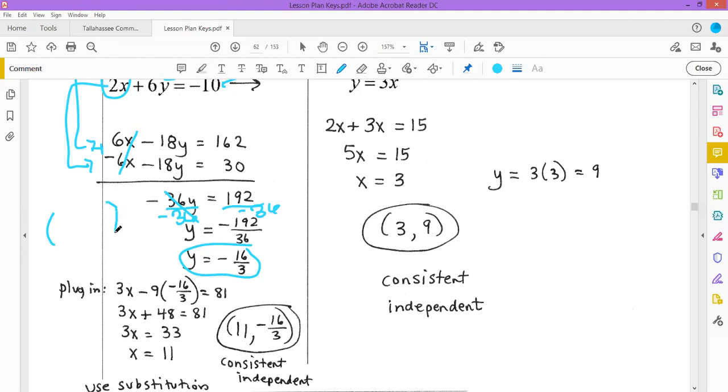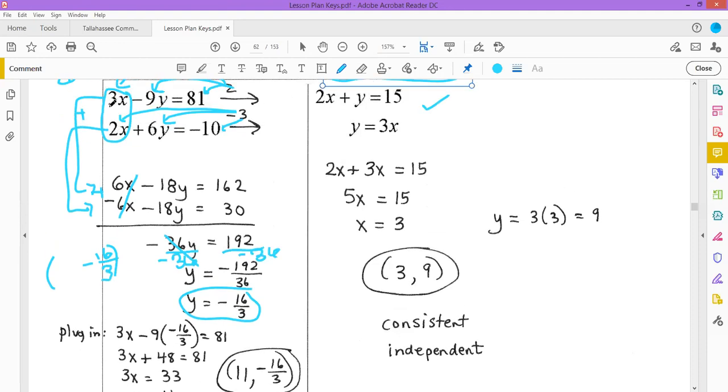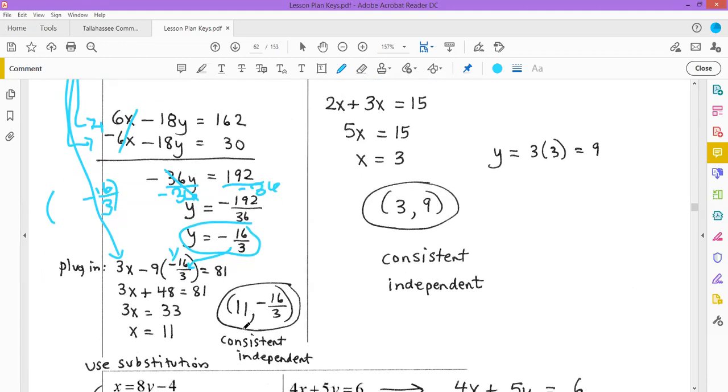Remember, we aren't done. That's just one part of our solution. That's the y coordinate. We've got to get the x coordinate by substituting. So you pick one of the equations. We just picked the first equation that we started with, 3x minus 9y equals 81. And for y, we substituted -16/3. So we have 3x minus 9 times negative 16 thirds equals 81.